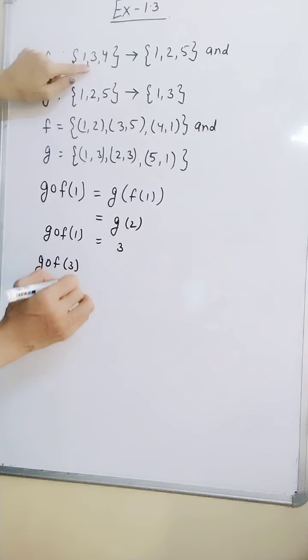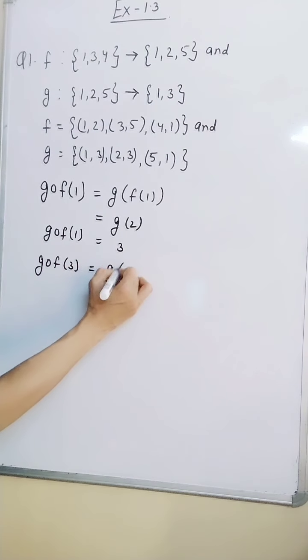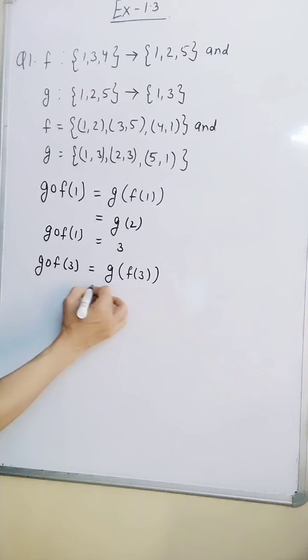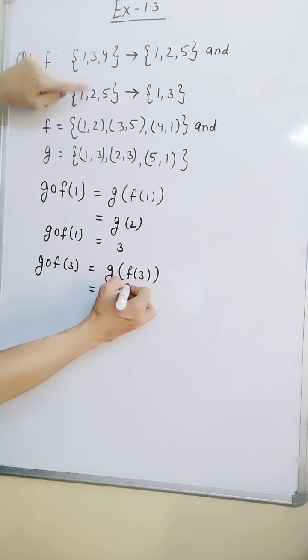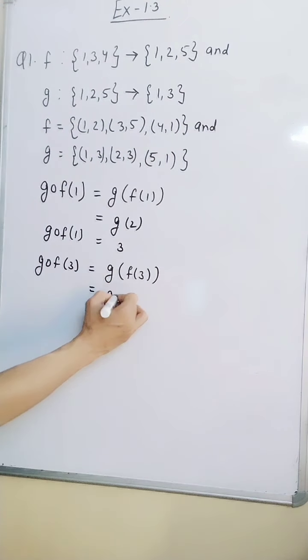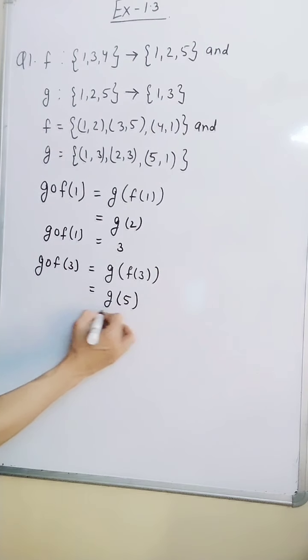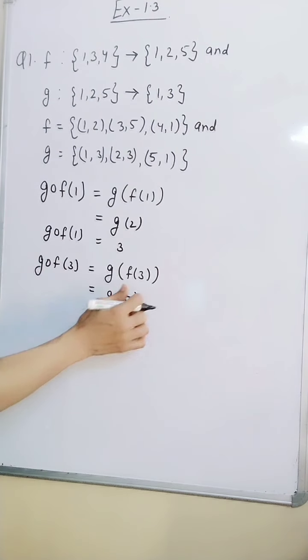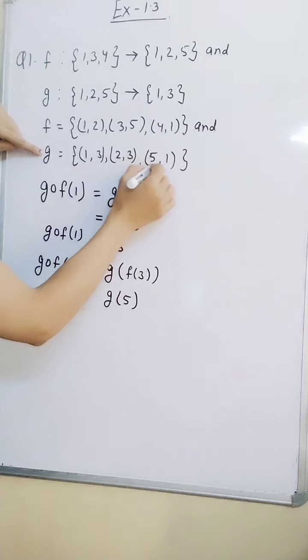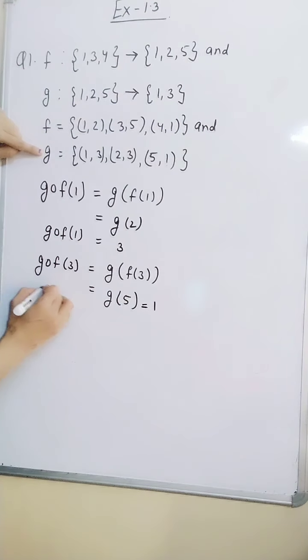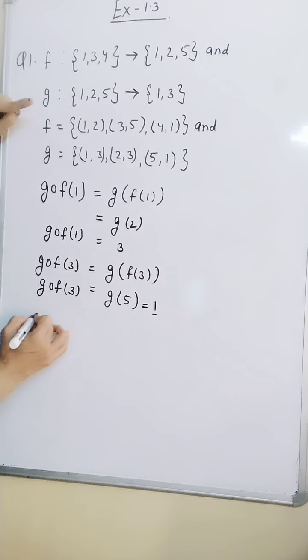Same way find g o f of 3. The second element is 3. So we can write g(f(3)). Now check what is the image of f(3). The image of f(3) in this set is 5. So now what is the value of g(5)? 1. So it means we can write that g o f of 3 is equal to 1.